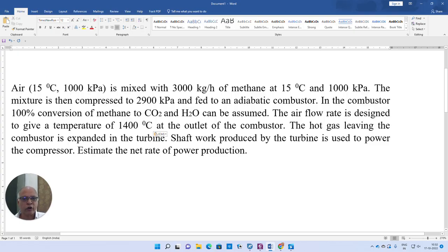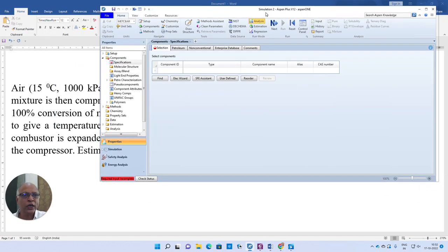So 100% conversion of methane is happening to these products. The air flow rate is designed to give a temperature of 1400 degrees centigrade at the exit of the combustor. The hot gas leaving the combustor is expanded in the turbine. So shaft work produced by the turbine is used to power the compressor. You are required to identify the net rate of power production. So let us see how to simulate this problem using Aspen.